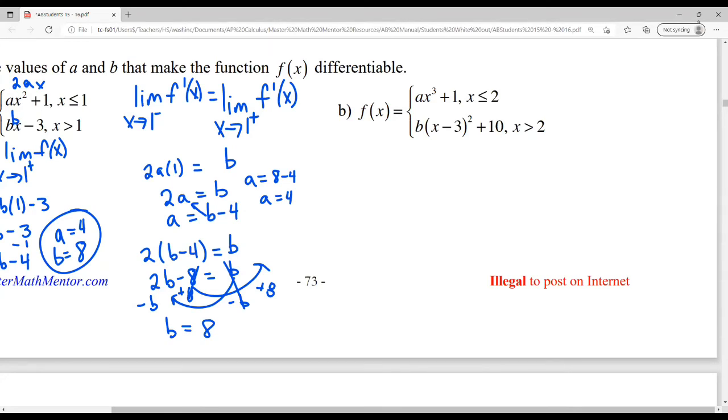All right, same idea for part B. We got the limit as x approaches 2 from the left of f of x. That has to equal the limit as x approaches 2 from the right of f of x. So we're going to plug 2 in for the x value. So we get a times 2 to the third would be 8a plus 1. We're going to plug 2 in right here. We get 2 minus 3 is negative 1. Negative 1 squared is positive 1. So we get 8a plus 1 is equal to b.